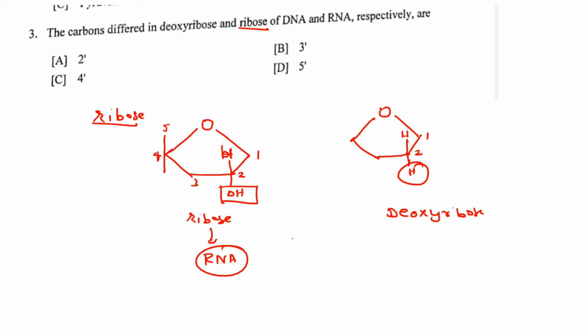Now see, now read the question. The carbon different in the deoxyribose and ribose of DNA RNA. Which position will be changed? The second position will be changed, right? Therefore, option A is correct. Very simple one. If you know the structure of the ribose, we can find out the answer very quick manner. Okay. Go for next question.